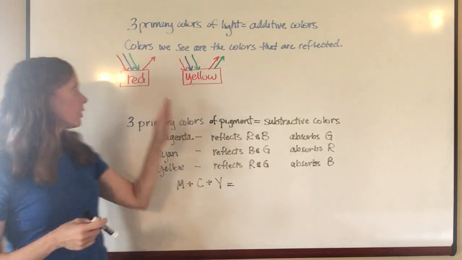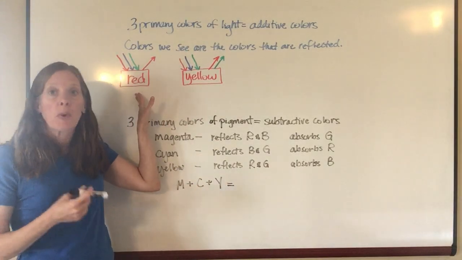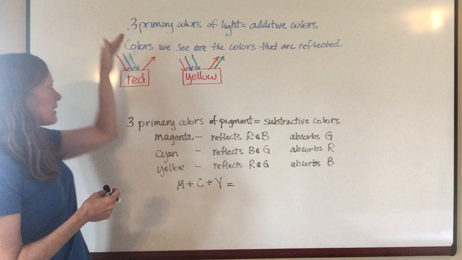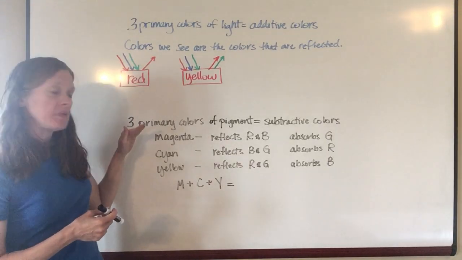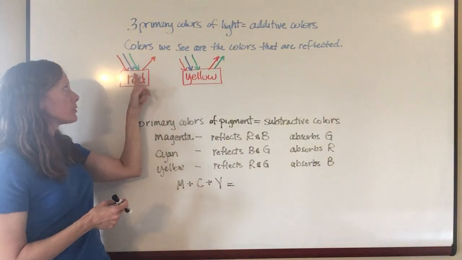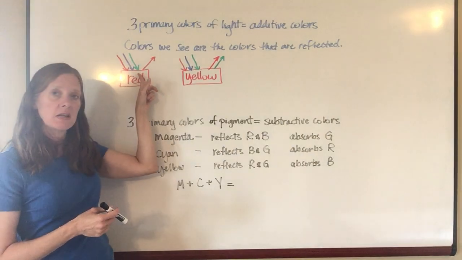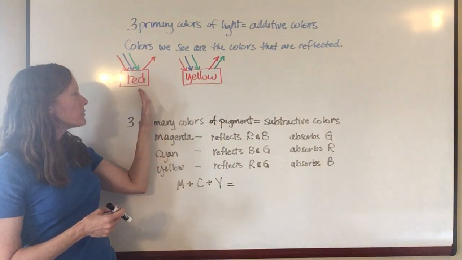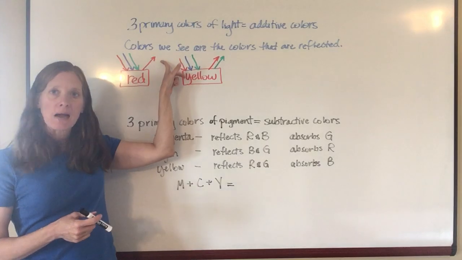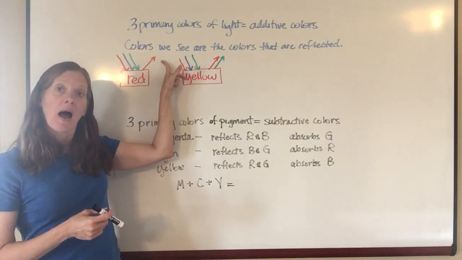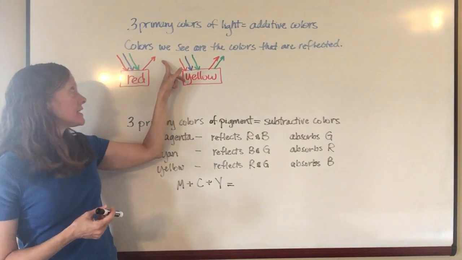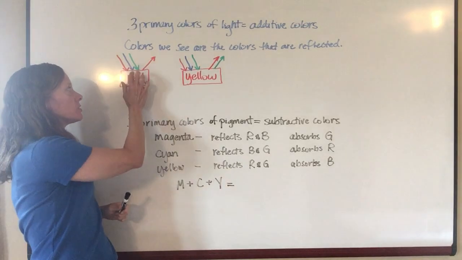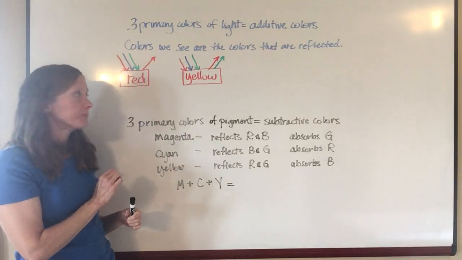So as an example, if I have a red object, and I shine white light on it, that means that I have got red light and blue light and green light that are all shining on this object. But the object only reflects back the red light into my eyes because that's the color that I see, and it absorbs the blue light and the green light.